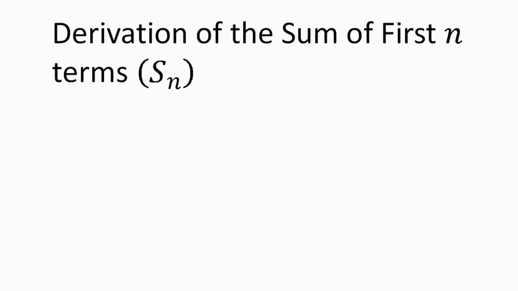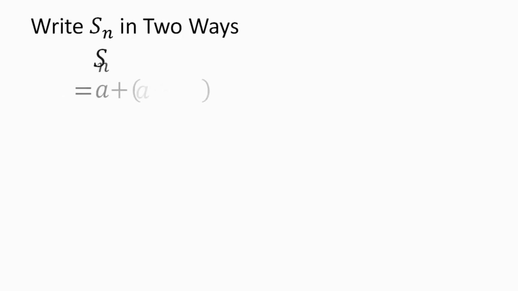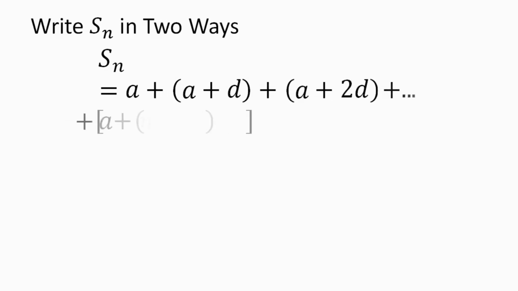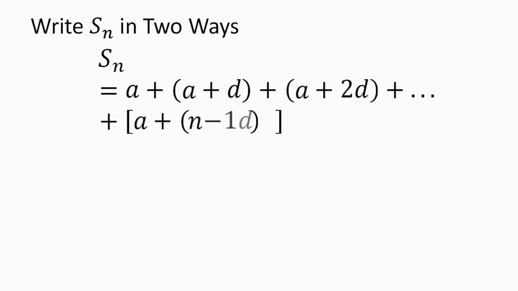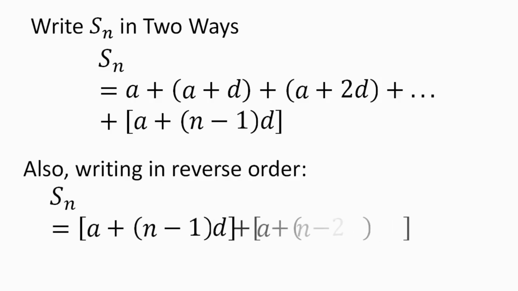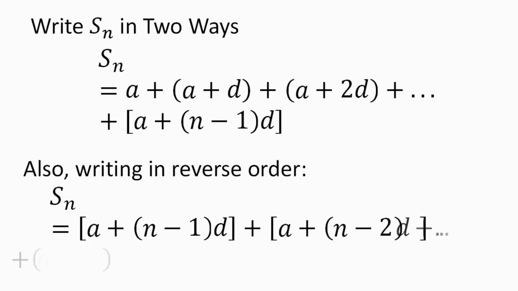Now we derive the formula for the sum of n terms of an arithmetic progression. First write S_n in two ways. S_n = a + (a + d) + (a + 2d) + and so on up to the nth term, which is a + (n − 1)d. Also write it in reverse order, that is, begin by writing the last term first and ending with the first term.